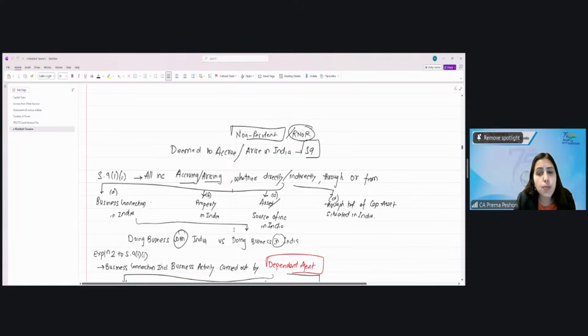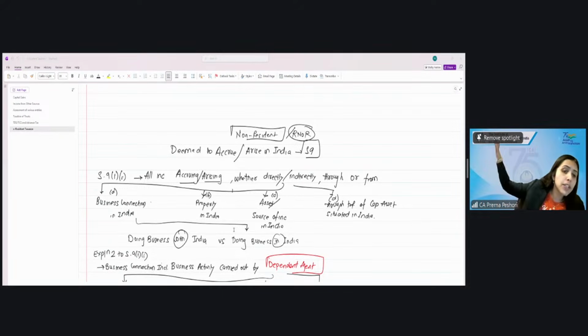Income through the transfer of capital assets situated in India. So let's say, for example, if I transfer a share, or if I transfer a residential house property, even if the registration of property takes place outside India, the buyer is outside India, the sale consideration is paid outside India, but since the property is situated in India, the capital asset is situated in India, the income through the transfer of capital assets shall be deemed to accrue or arise in India.